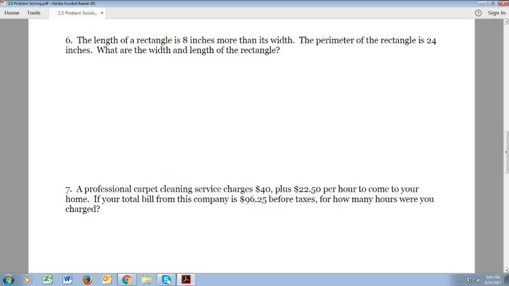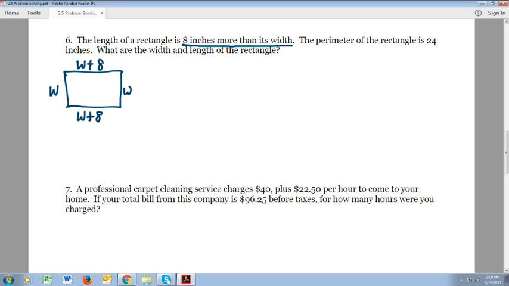All right, on number 6, actually 6 and 7 are just like the two that we just did. So I'd encourage you to stop the video and see if you can solve these using the same procedure, and then you can check your answers. All right, let's go ahead and get started on this. So it says the length is 8 inches more than the width. So let's draw a rectangle. Let's put in our width, and our length is 8 more than the width. So that would be w plus 8.